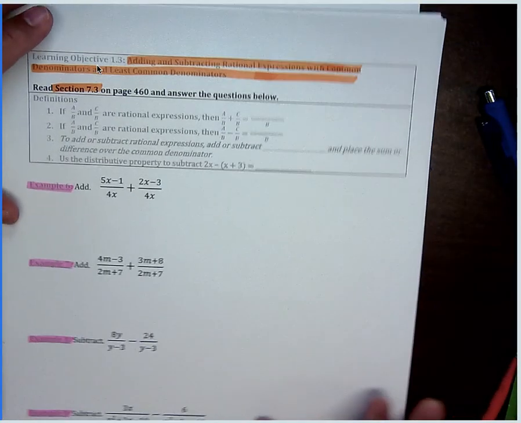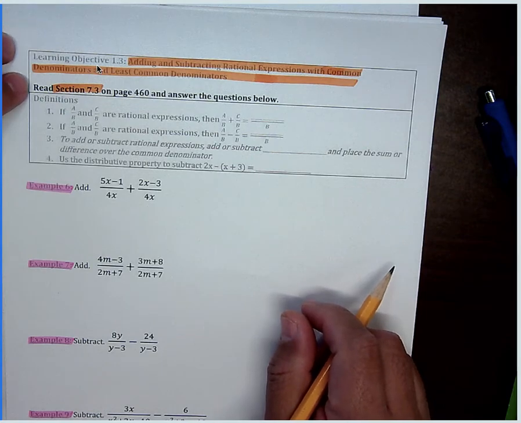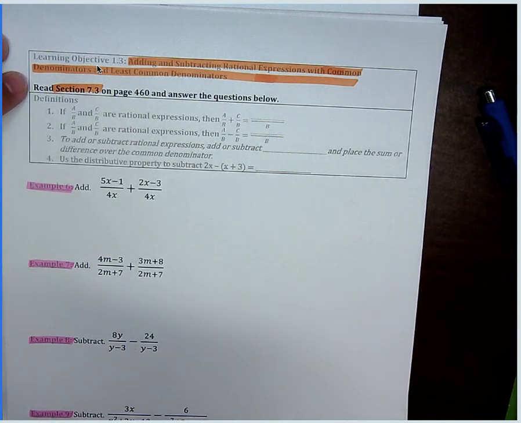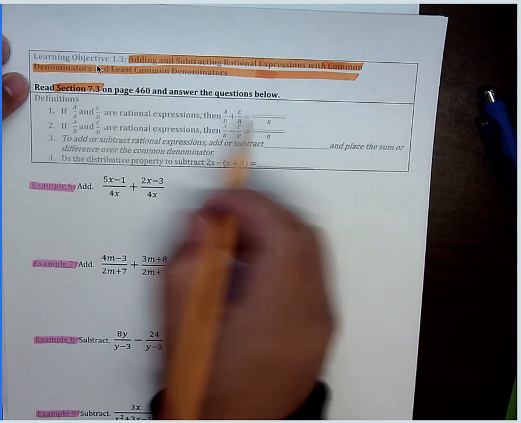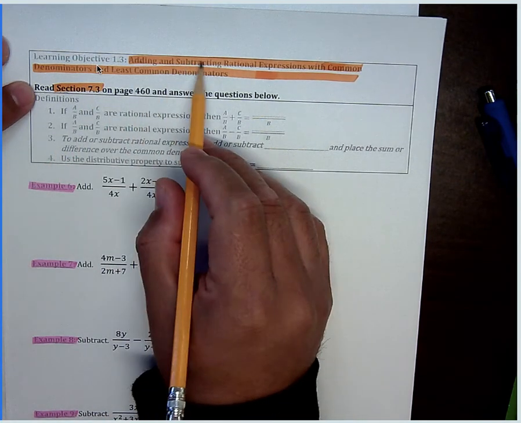Section before we take the test. So we're taking a test on Thursday and Friday, depending on the class that you have. So today would be section 7.3. It's adding and subtracting rational expressions with common denominators.